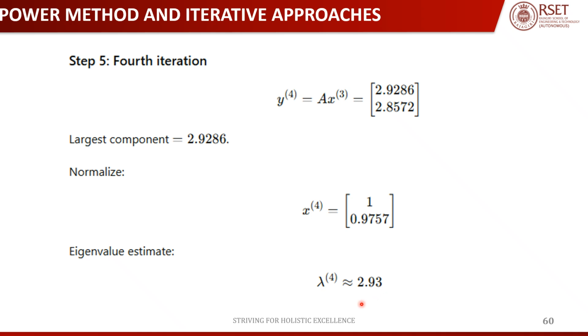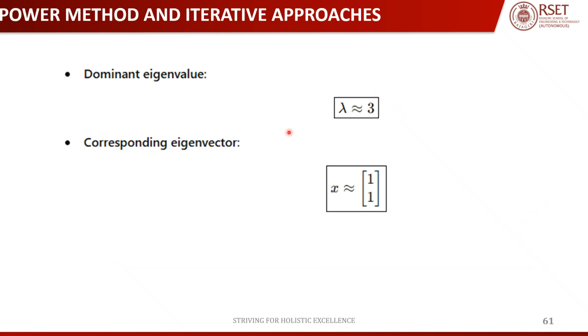So where is this eigenvalue approaching? It is 2.93 here, and it was 2.9-something before. So it's approaching 3, I guess. So let's see what's the result. We have lambda approaching 3, and our eigenvector is approximately equal to 1 and 1.